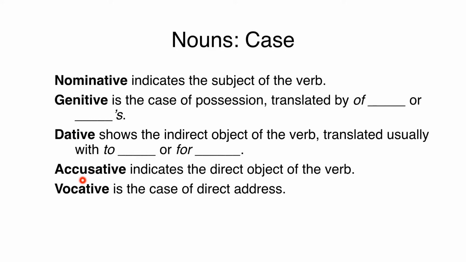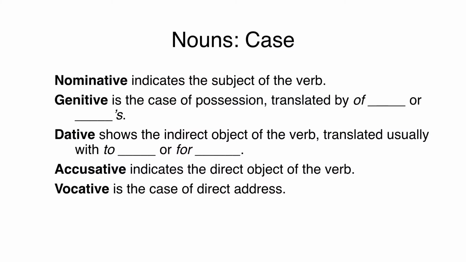The fourth case is the accusative case, which indicates the direct object of the verb. So the man bought a dress. The dress is the object of the verb. What was bought? The dress was bought. And finally, a rare case, the vocative case, it's the case of direct address. So if a speaker or writer wants to call out somebody that they're speaking to, hey you, that sort of thing, or oh son of mine, then the vocative case is used.